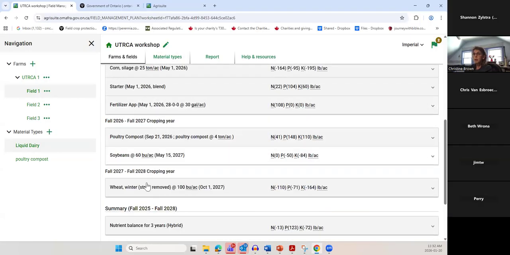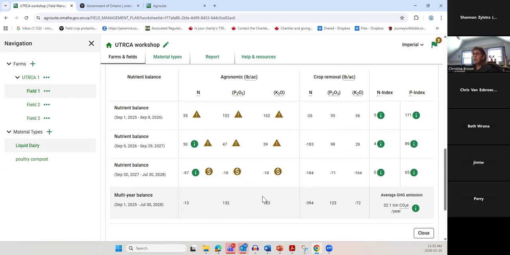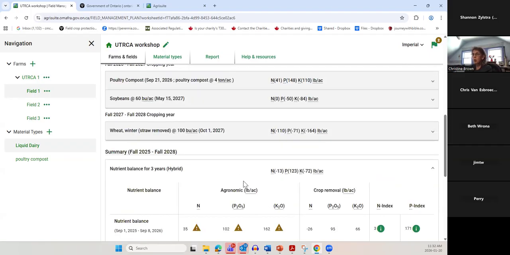So what I can do is I can look at that nutrient balance for the 3 years. And so my nutrient balance for the first year says that I'm a little bit over on nitrogen, a little bit over on phosphorus, a little bit over on potash. But when I look at the multi-year balance, I'm still low. I think I'm still low. Gives me the nitrogen index, the phosphorus index. So now I'm at 171 for the phosphorus, still green.